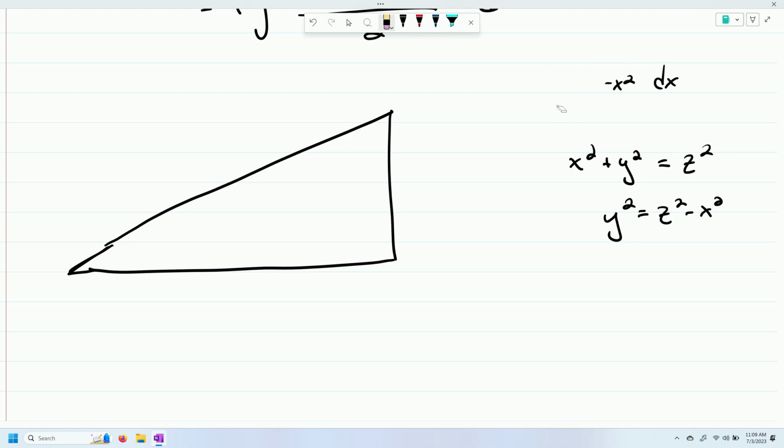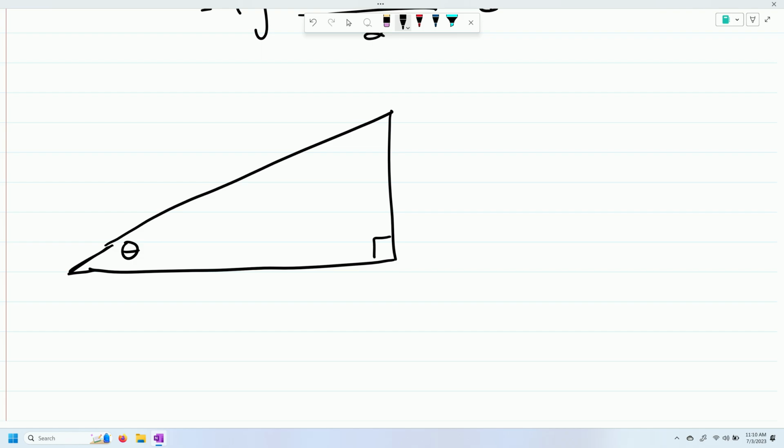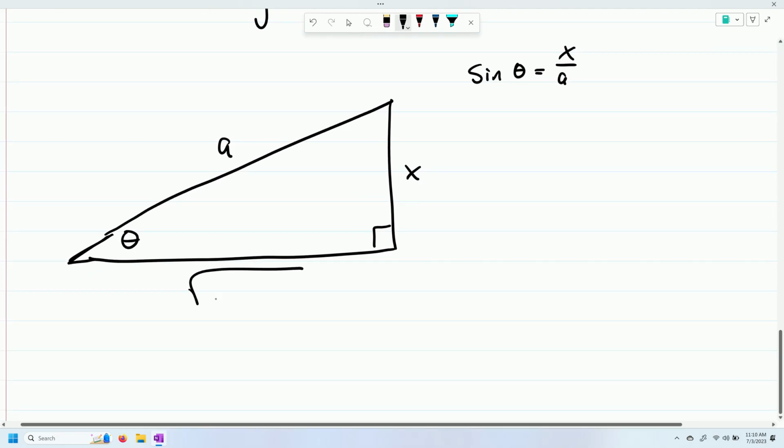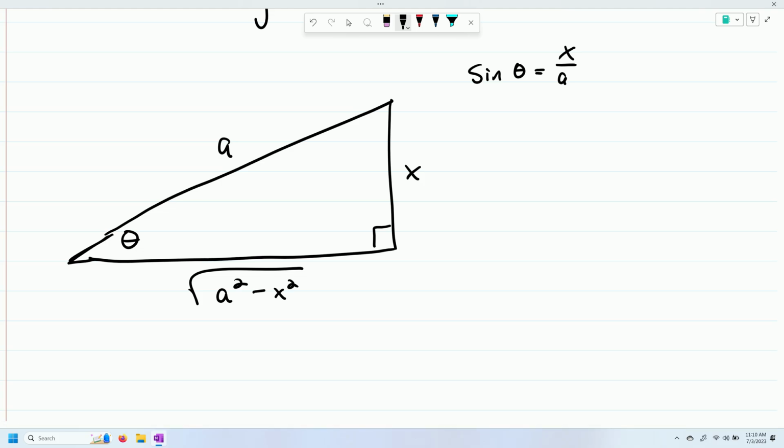So this is the trigonometric substitution part. So what we're going to do here is this. We're going to put theta in the lower left-hand corner. And remember what sine theta represents. Sine theta is going to be opposite over hypotenuse. So in this case, sine theta is going to equal x over a. That's the ratio. And then if you were to solve this right triangle using the Pythagorean theorem, this would be the square root of a squared minus x squared. So that's the way we're going to think about this. All right.